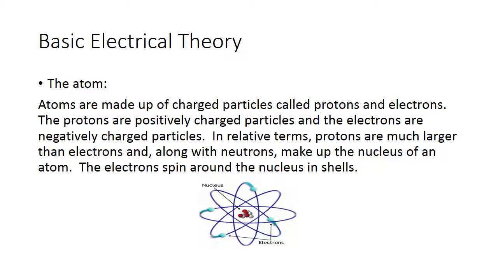In relative terms, protons are much larger than electrons, several thousand times larger, in fact, or over 1,000 times larger, I should say. And these protons, as I said, along with neutrons, make up the nucleus or center of an atom, while the electrons spin around the nucleus in shells or layers. And the layers or shells, that will become important in just a second. But for now, just know that the electrons spin around the center or nucleus of the atom in layers or shells.